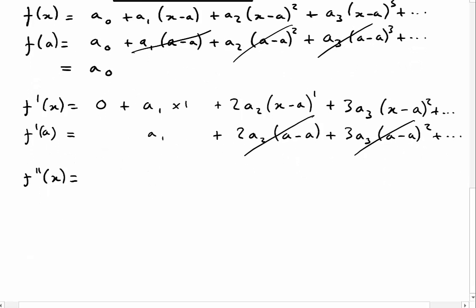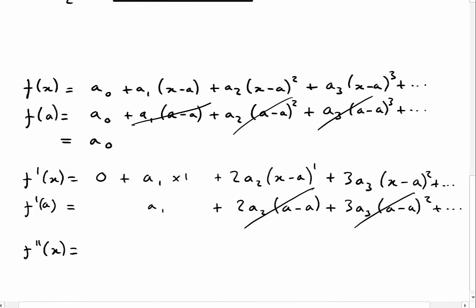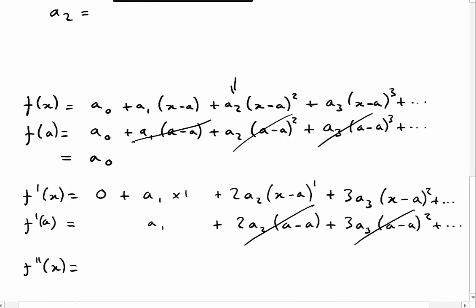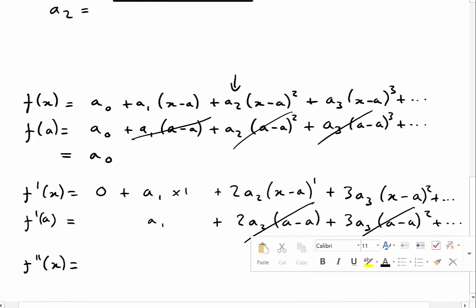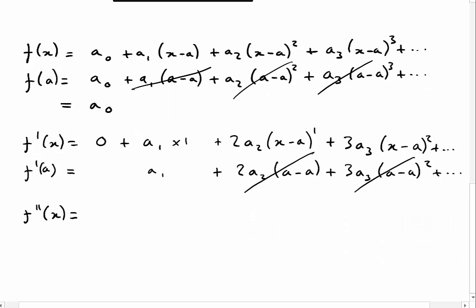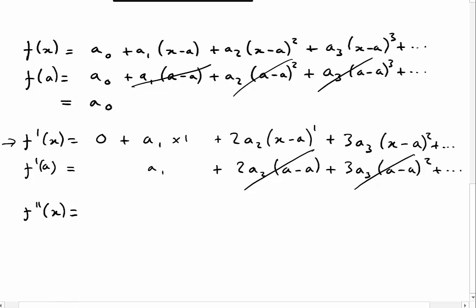Okay, so now if I want to try and find an expression for a2, I just want to be left with this term here, this coefficient a2. So in other words, if I take the second derivative, look what happens. The second derivative is just the derivative of this f dash of a, right?